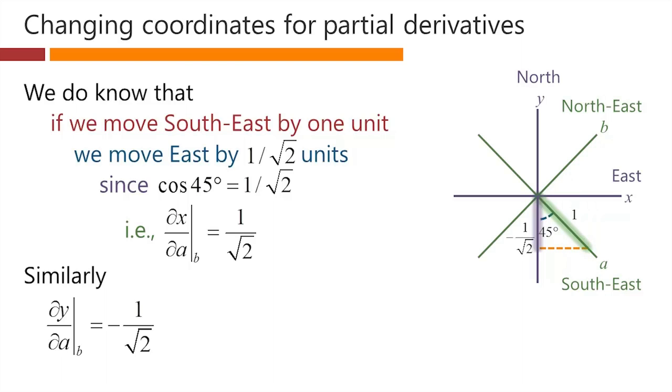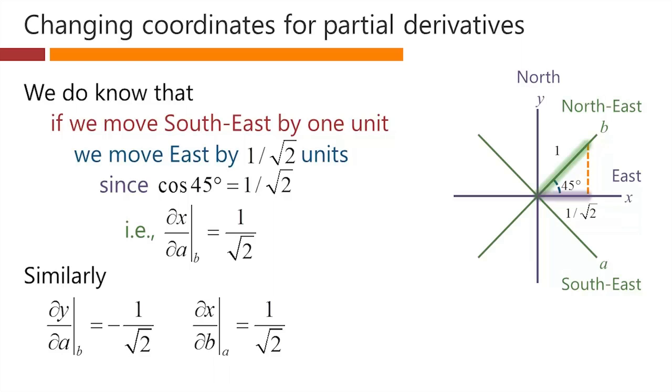Similarly, the amount that y changes as we move along the green line here by 1 unit, in this case y actually decreases, and we really have minus 1 over root 2 here, movement along the y direction for 1 unit of movement along the positive a direction. So partial dy by dA at constant b, in this case, is minus 1 over root 2.